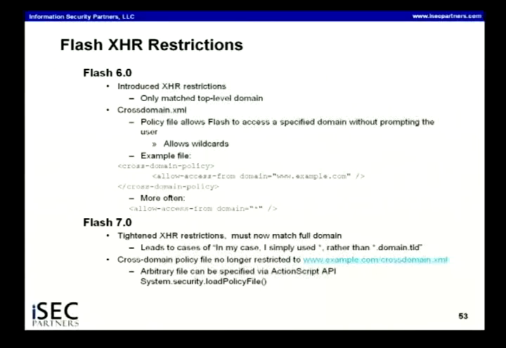Those restrictions are configurable by a policy file they decided, which is going to be crossdomain.xml. With the introduction of Flash 6, by default it matched your top level domains. So foo.example.com could talk to bar.example.com, but not bar.cybervillains.com. So the policy file, we've got an example one up there, and what more often it looks like. It allows wildcards, which is great for us.